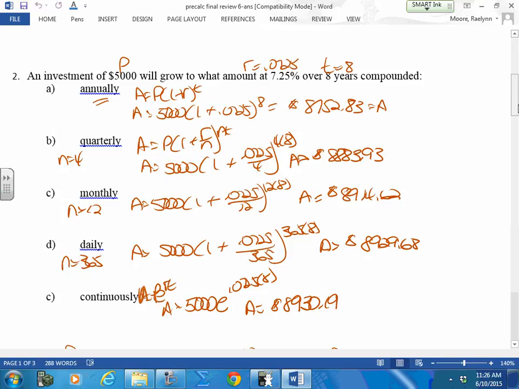What's PERT? PERT is anything that says continuously. Your principal times your base e raised to your interest rate times the time. It doesn't have any compounding in there. It's a continuous one, so it's a special formula for PERT. So whenever you see the word continuously, you're going to use PERT. It's A equals PERT. I'm actually having that on your formula sheet, Will. Look on the bottom of your first page. I put it there.